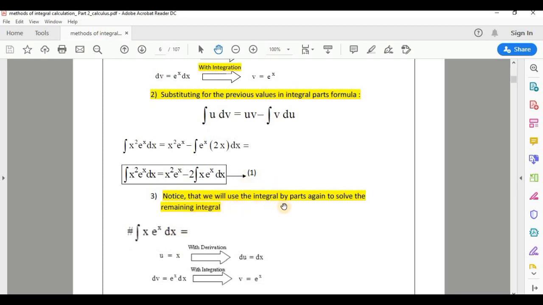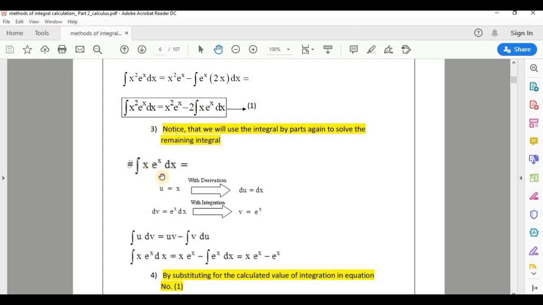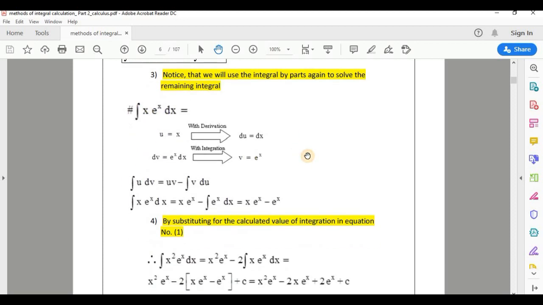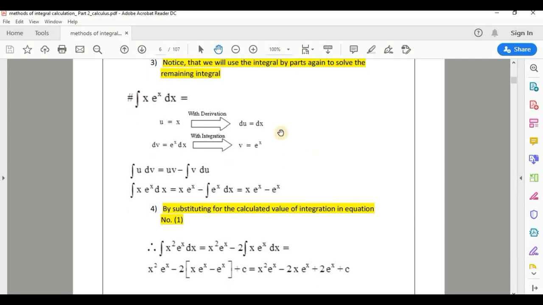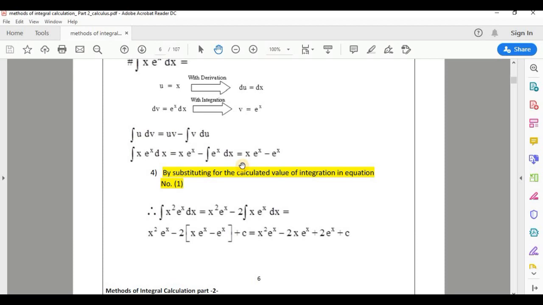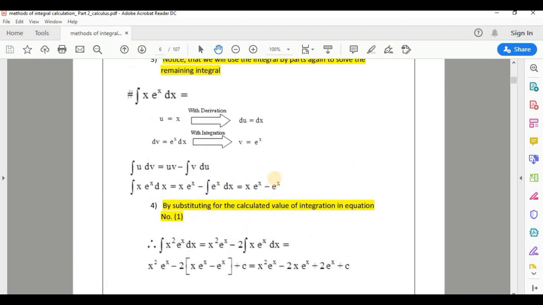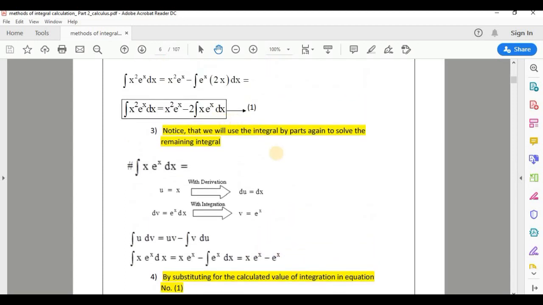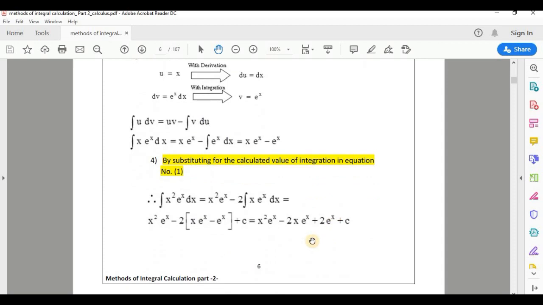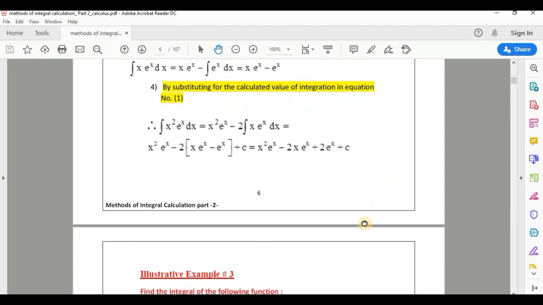Notice that we will use the integral by parts again to solve the remaining integral. Here we have the remaining integral, integral x e to the power x dx. We will use the same steps. This is the assumption. We will substitute our assumption in the integral by parts, and we'll get the result of this remaining integral. As you can see here, we put the result of this remaining integral in equation number 1 to get the final result of this integral. Simple. Let's see another example.